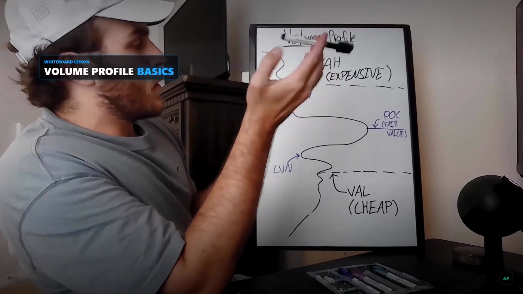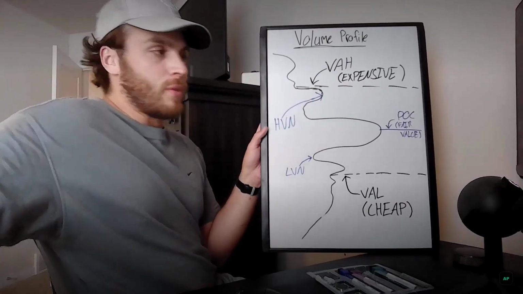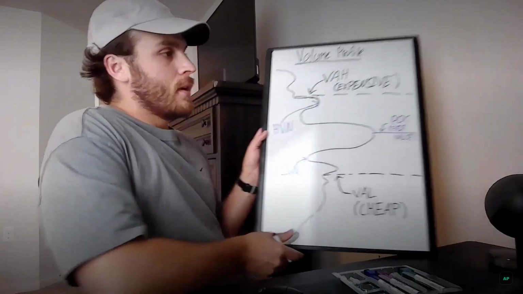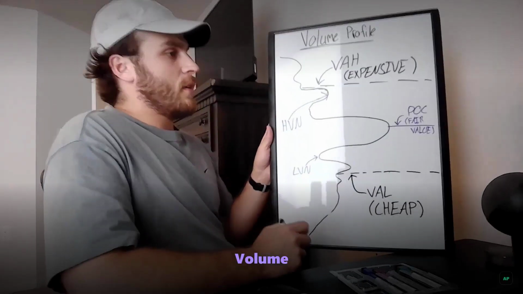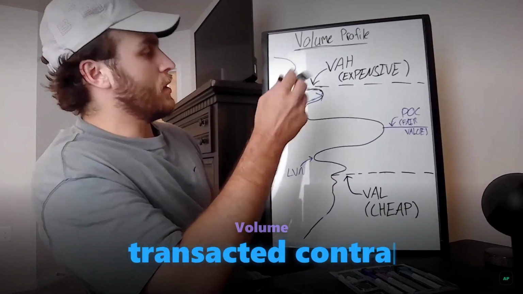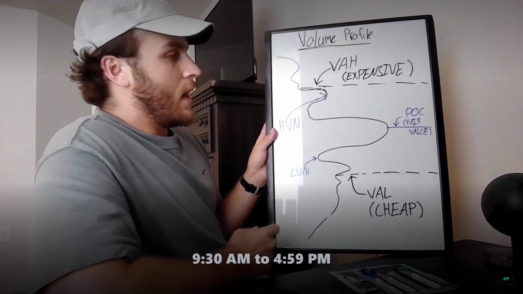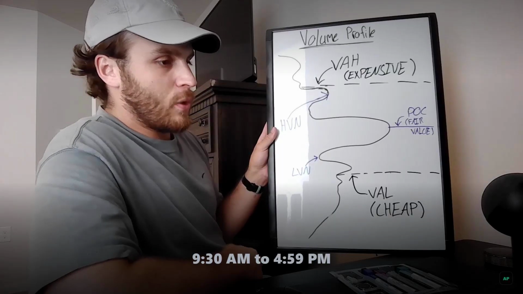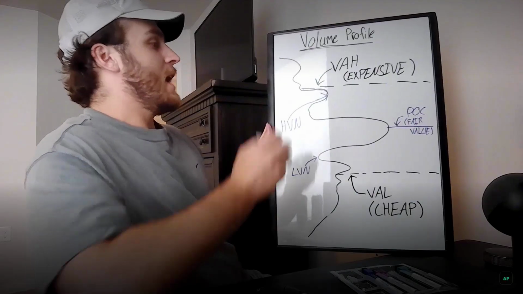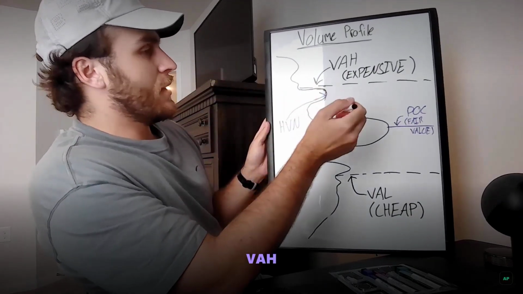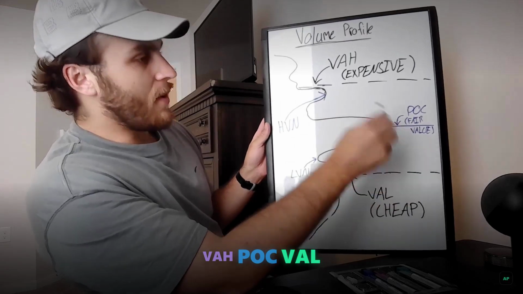I put it on the market board just because I'm a visual learner. So let's go through this board and let's go through everything. The volume profile consists of all the volume that has been transacted in a certain period of time. For example, 9:30 a.m. Eastern Time to 4:59 Eastern Time, that would be your New York volume profile. And you will see that there comes with it the value area high, a POC, and the value area low.